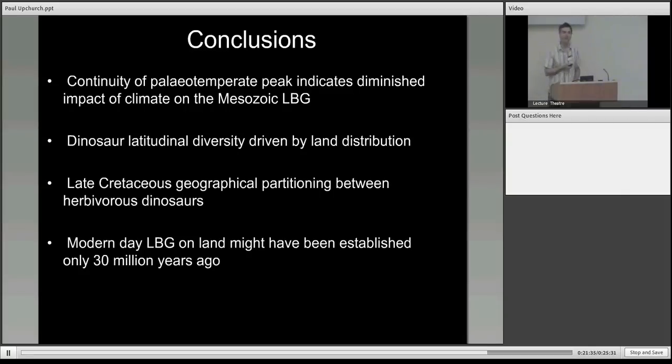So we don't have to say that climate isn't important in determining terrestrial LBGs. It is. And it certainly seems to be at the current time. But that doesn't necessarily hold true throughout all of geological history. And it may be that we have to be a little more sophisticated in how we set up these rules about various factors controlling biodiversity. It may be that different rules operate during a greenhouse world than in an icehouse world.